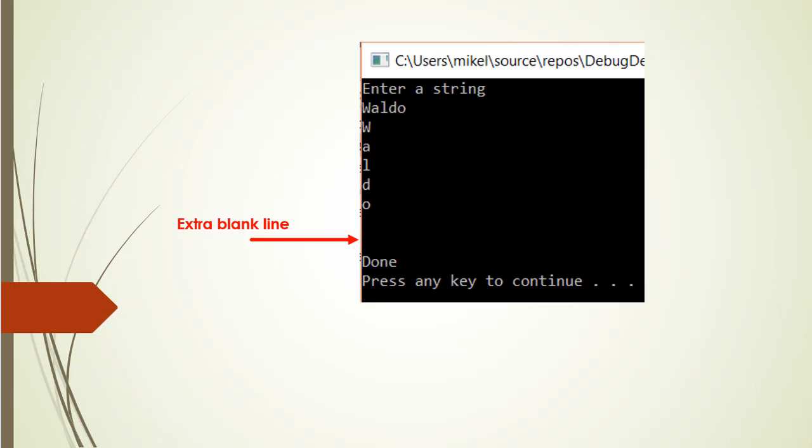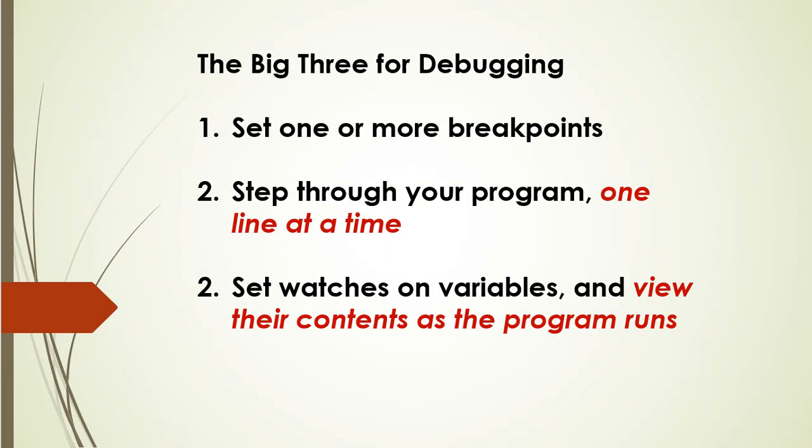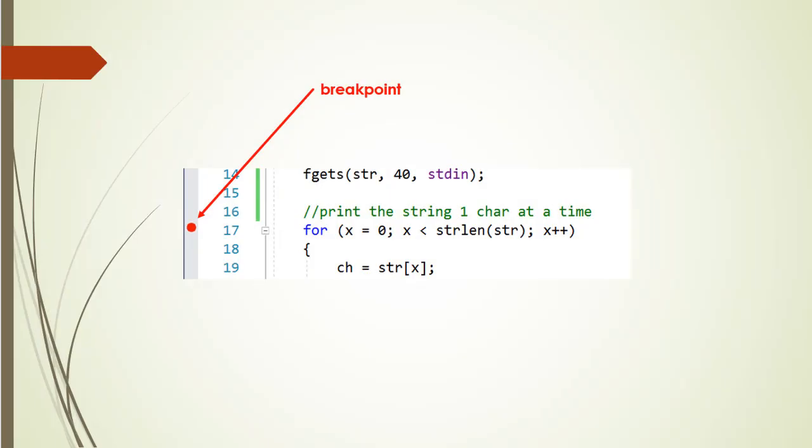The big three for any debugger are these. First, the debugger will let you set a breakpoint, which is just a place where you want your program to wait so that you can examine what's going on. It's like hitting pause when you're watching a video. The breakpoint will show up as a red dot in the left margin of the program. You can set as many breakpoints as you want when you're debugging, but usually all it's going to take is one or two.